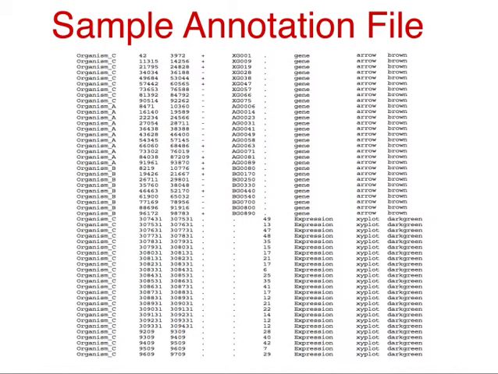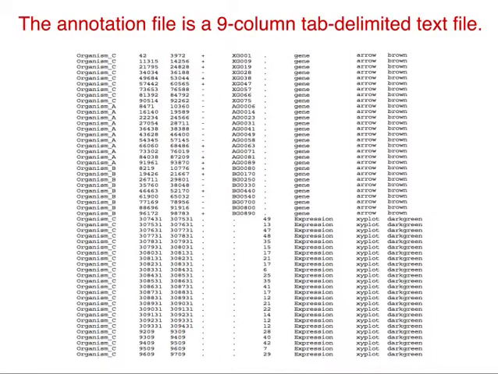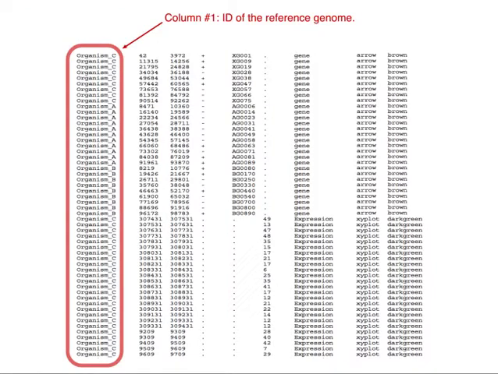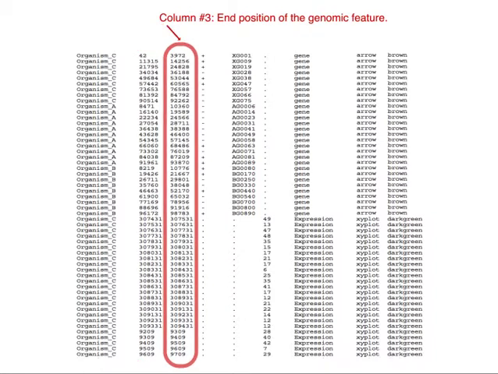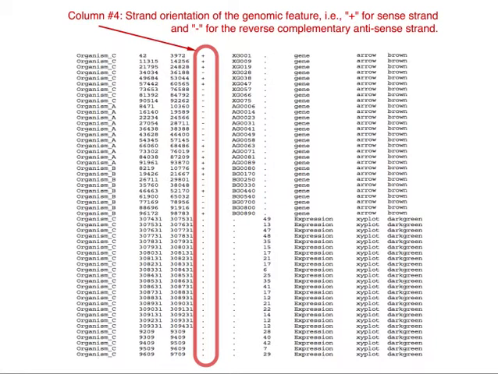The following is an example of a GSV annotation file format. The annotation file is a 9-column tab-delimited text file. Column 1 stores the identifier of the reference genome. Column 2 stores the start position of the genomic feature. Column 3 stores the end position of the genomic feature. Column 4 stores the strand orientation of the genomic feature.